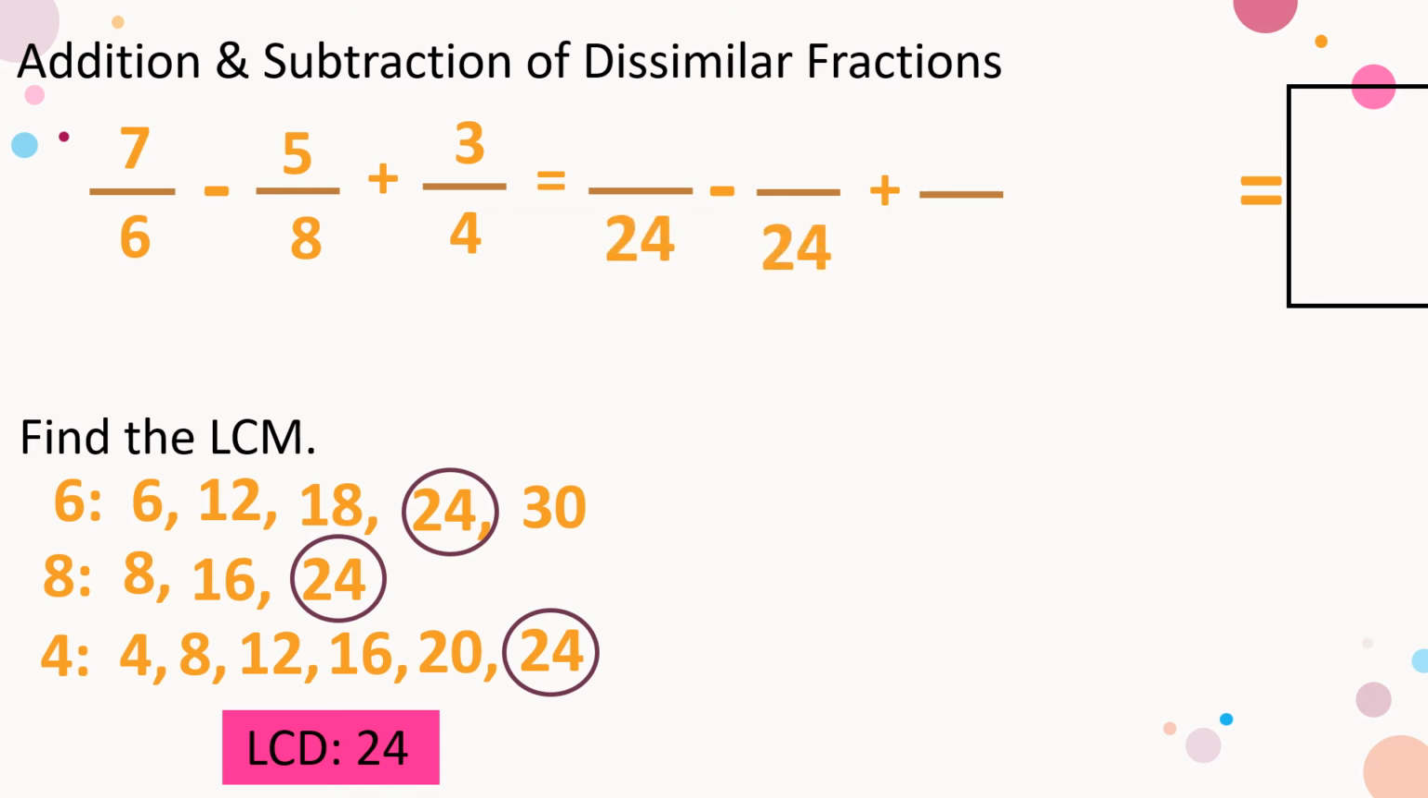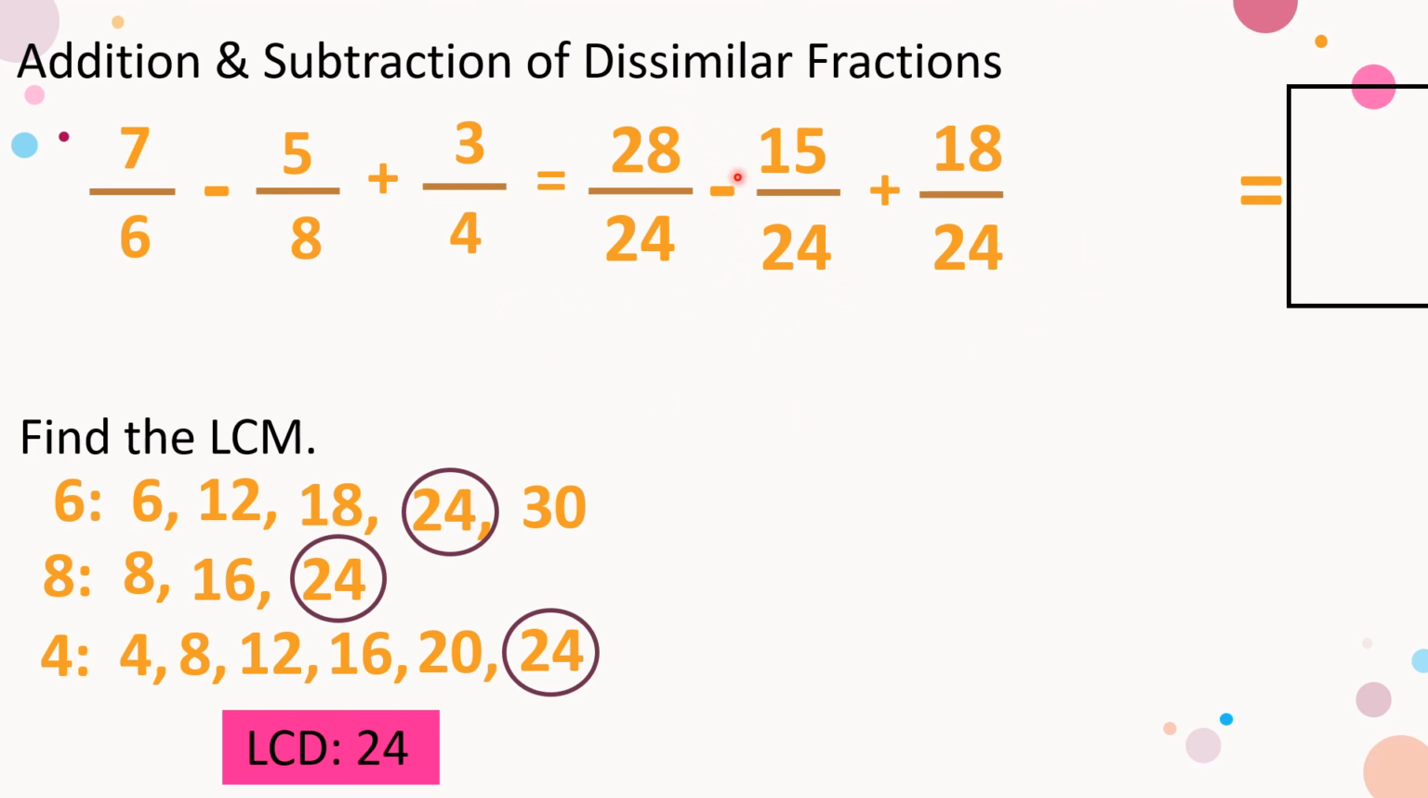You can write it there. Now, dividing this, 24 divided by 6, and that is equal to 4 times 7, that is equal to 28. Next, 24 divided by 8, that is 3, times 5, that is 15. But take note, the operation here is subtraction. This is addition. Next, 24 divided by 4, that is 6 times 3, that is equal to 18. Okay, now, so we have similar fractions here.